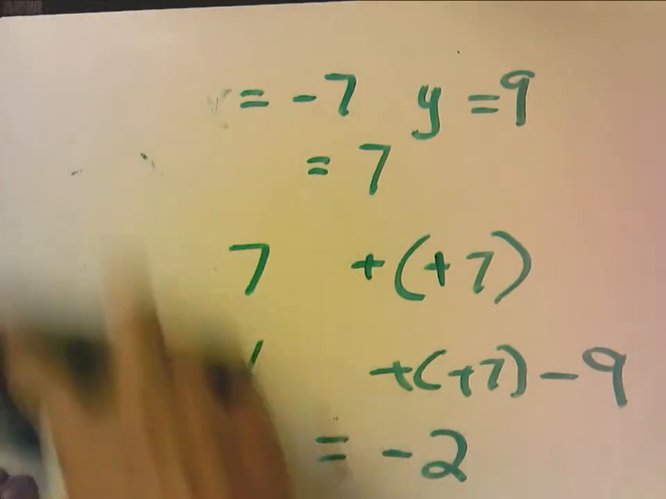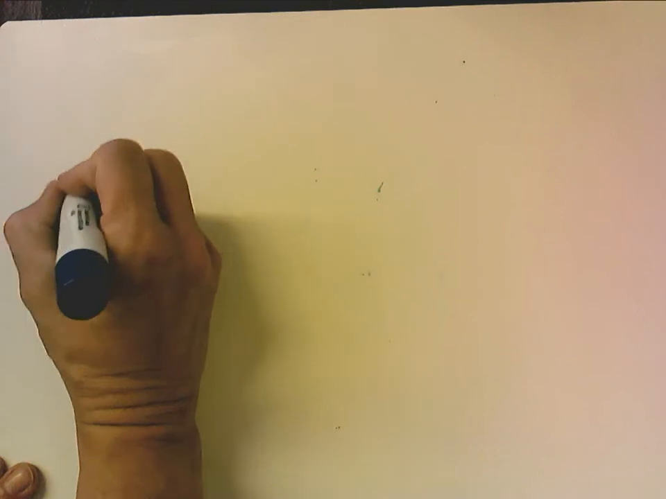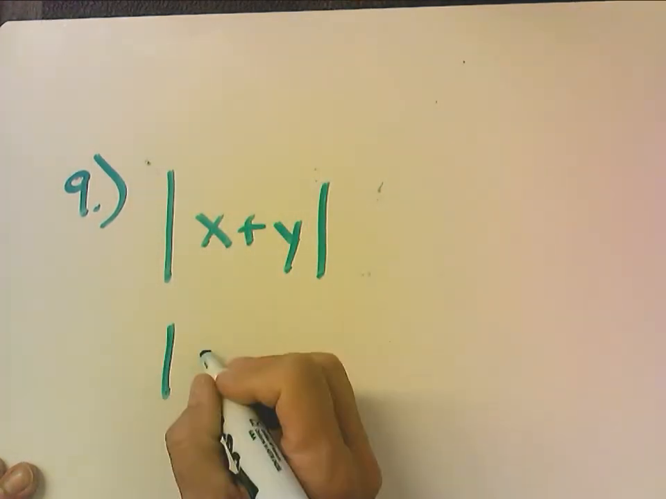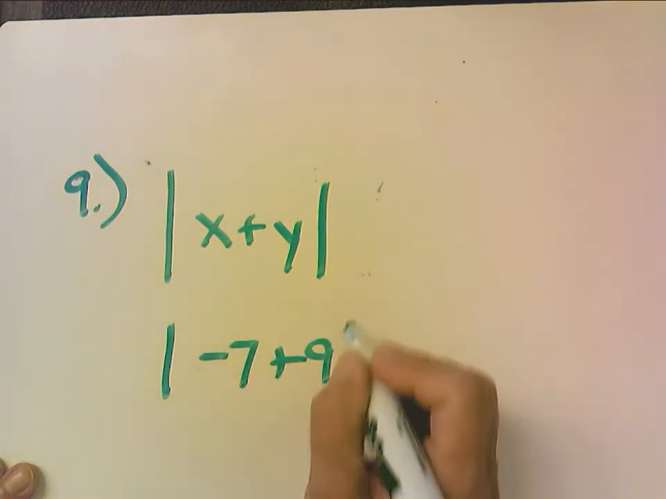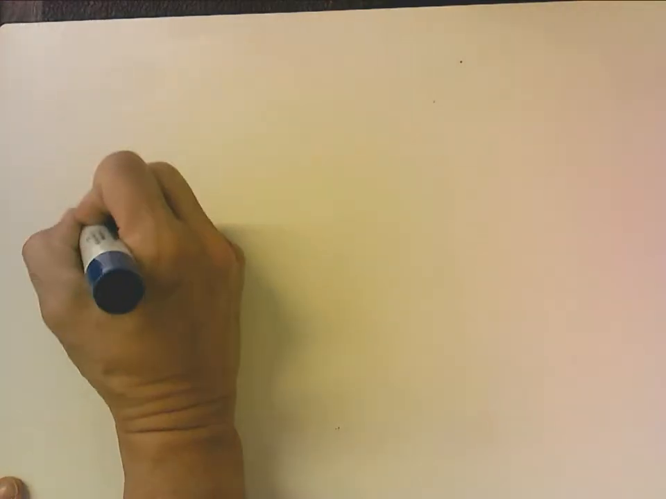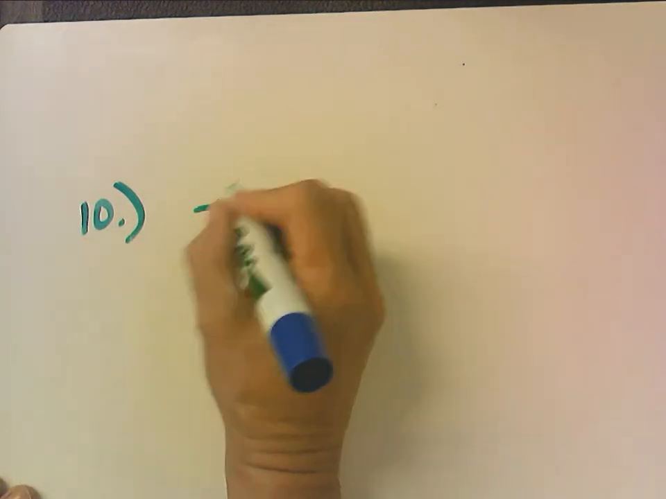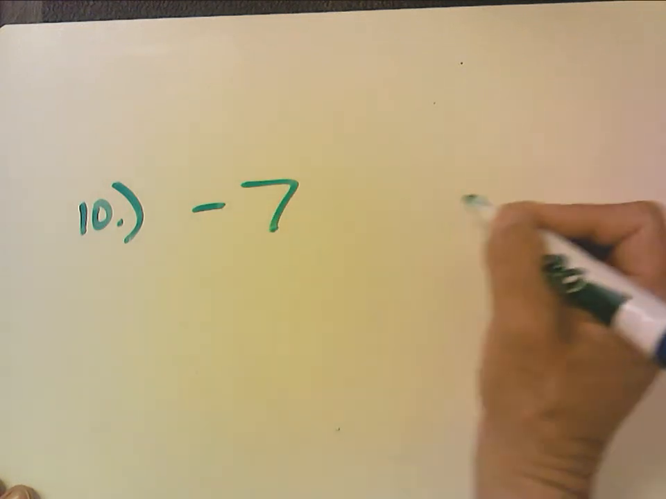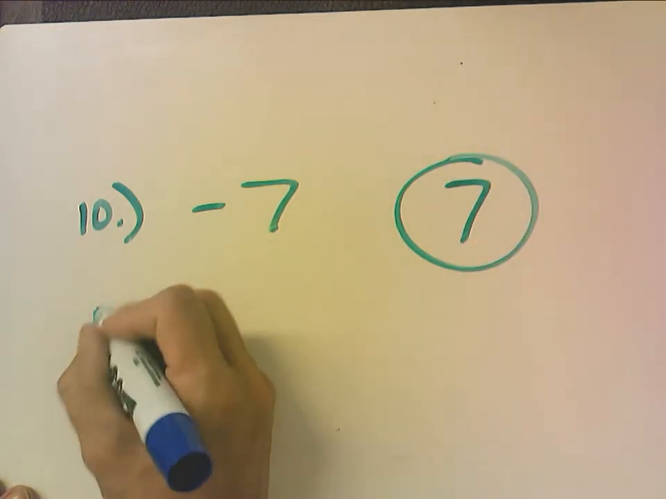And then, let's see, number 9 is the absolute value of x plus y. I'm going to substitute x is negative 7, y is 9. That becomes the absolute value of 2, which is 2. Okay. Now, number 10 says, what is the opposite of negative 7? Well, opposite means opposite sign, so the opposite sign of negative 7 is 7.